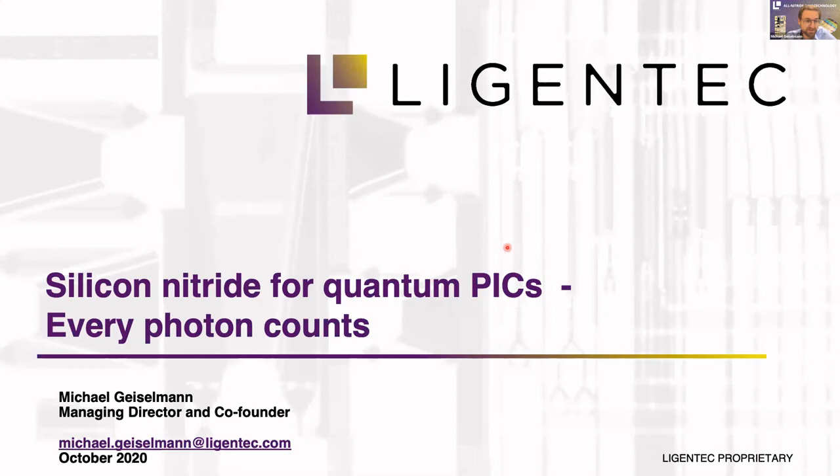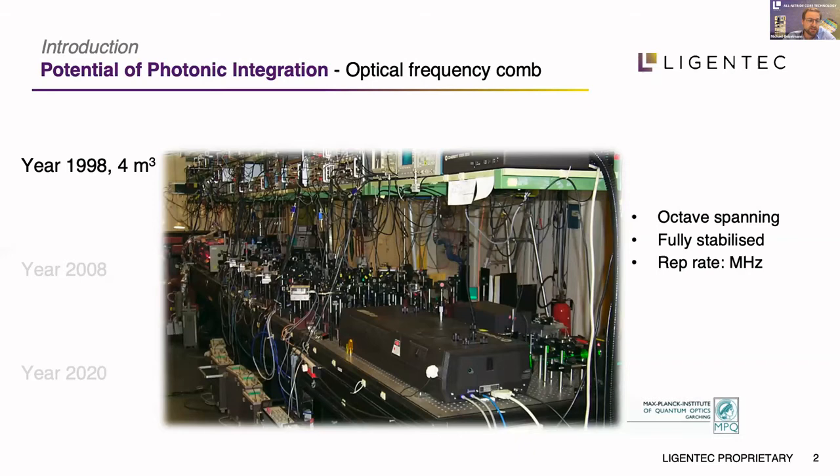Thank you very much. So that was already a very good introduction to my talk, and my talk focuses on the further integration of systems using photonic integrated circuits. If you want to build photonic integrated circuits, especially for quantum applications, every photon counts if you want to use that for entanglement, for example. And here you need very, very low losses, which we can provide with a platform where the waveguides are made of silicon nitride.